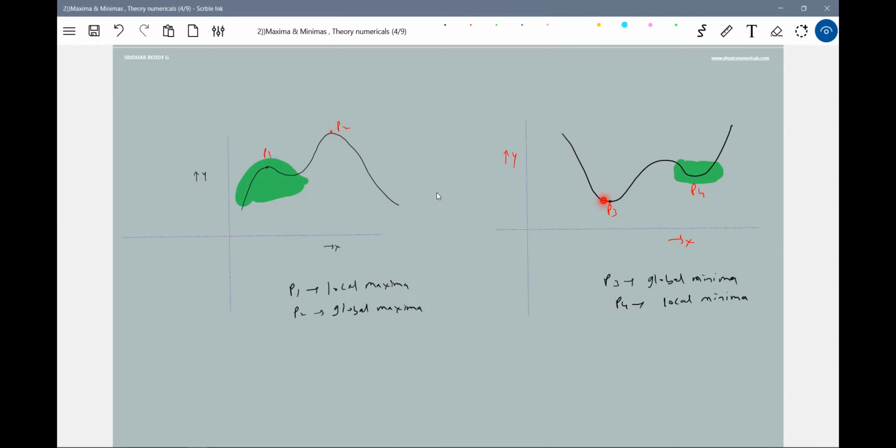Look at this again, the response of the curve. This P4, there's a minima, no?